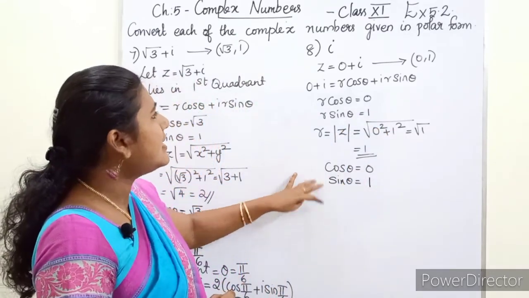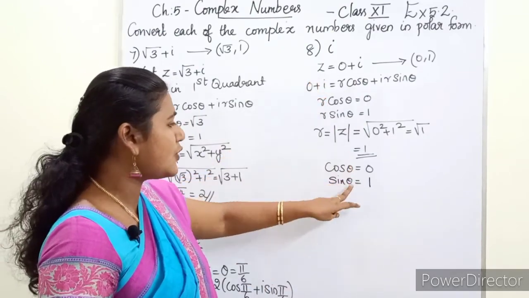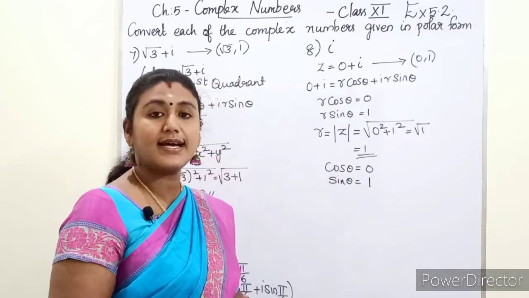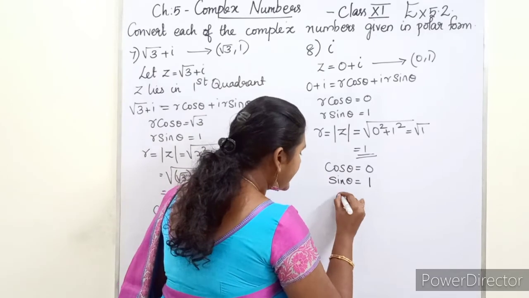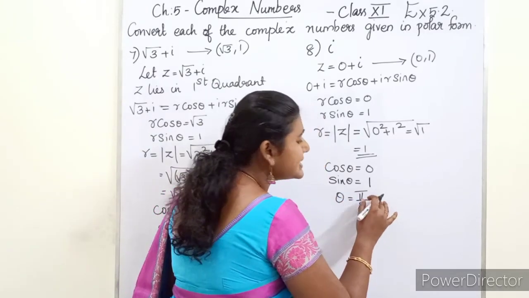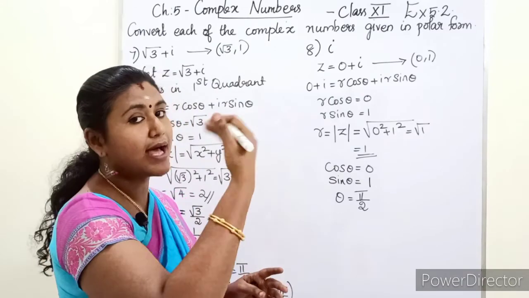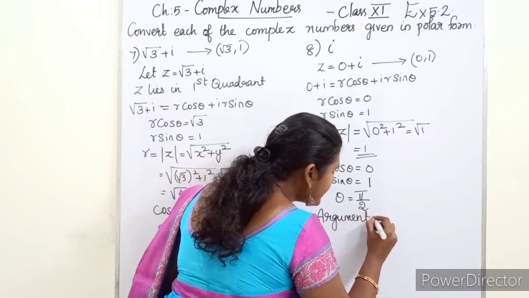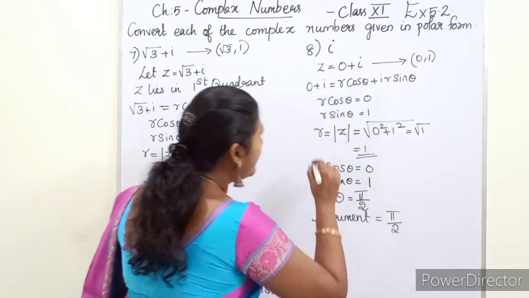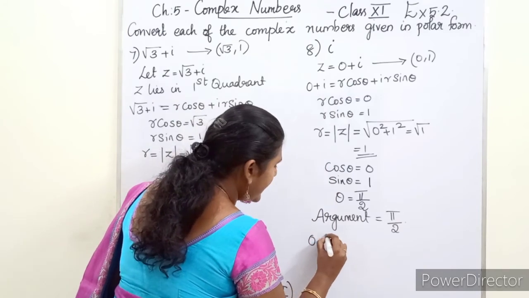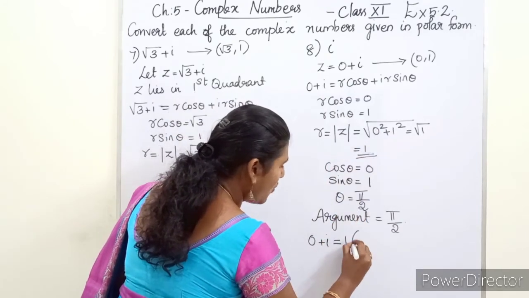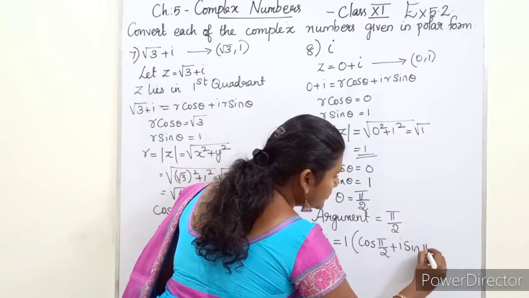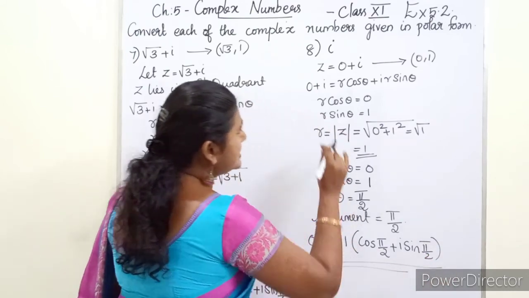Now you see here it lies on the y axis. Now find out the value of theta: for which angle is sin theta 1 and cos theta 0? For pi by 2, so theta is equal to pi by 2. This is the argument. You know that the angle pi by 2 lies on the y axis. So the argument is equal to pi by 2. Therefore the polar form: 0 plus i is equal to, r value is 1, so 1 into cos pi by 2 plus i sin pi by 2. This is the polar form of question number 8.